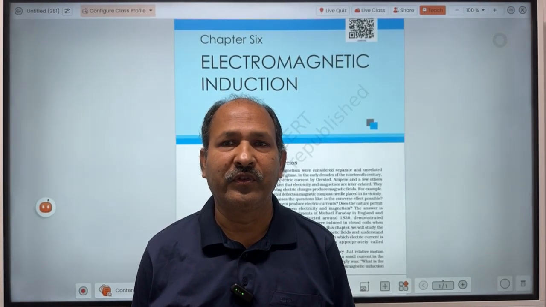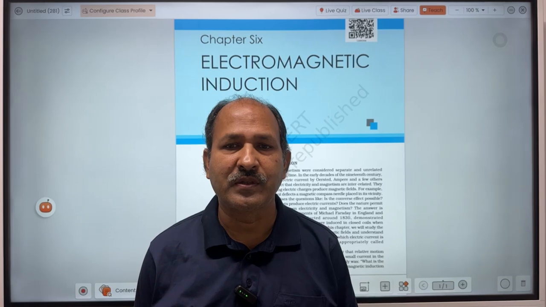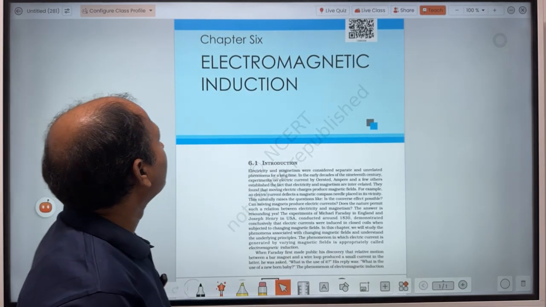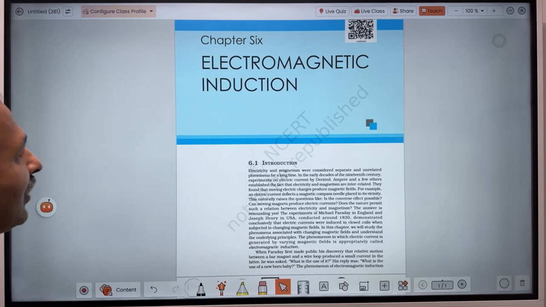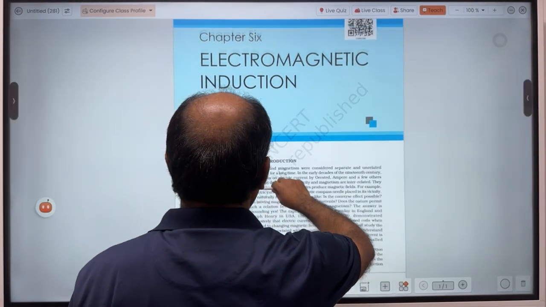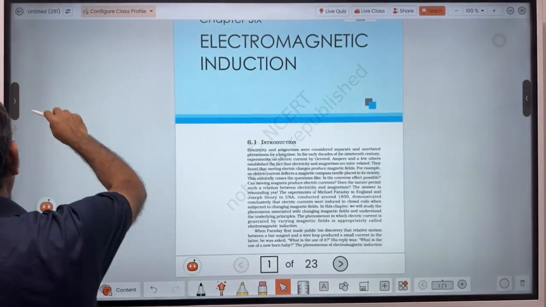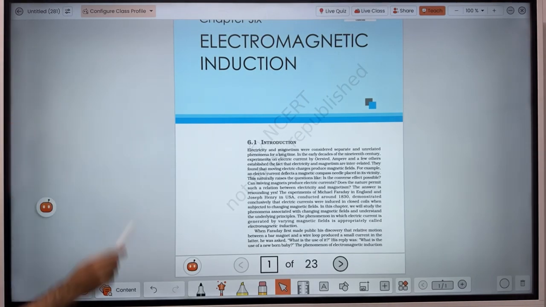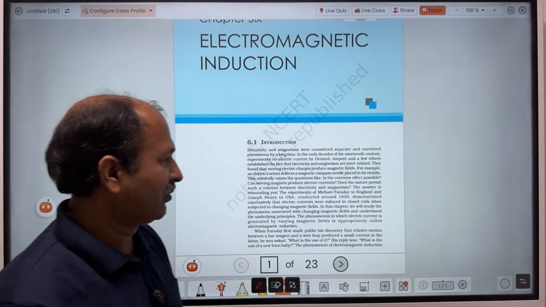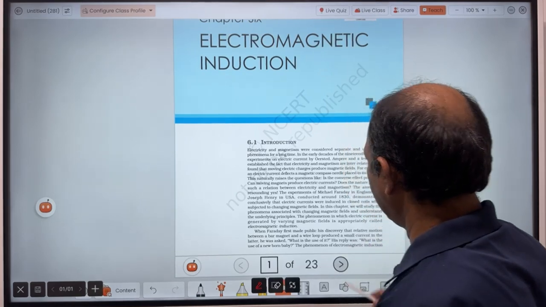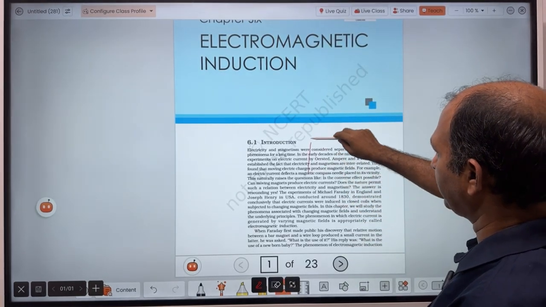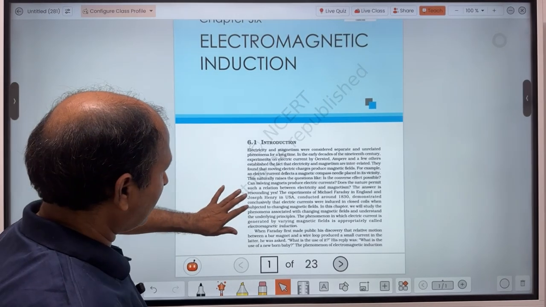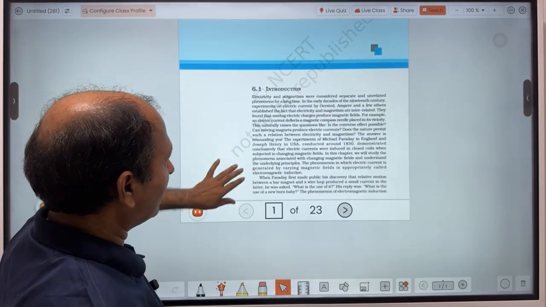Today we are going to start chapter number 6 of class 12 physics, electromagnetic induction. So let's see about the chapter. We have already studied about electromagnetic induction, which states that whenever there is a relative motion between a coil and a magnet, an EMF is produced. So here we are going to study the same thing in detail.